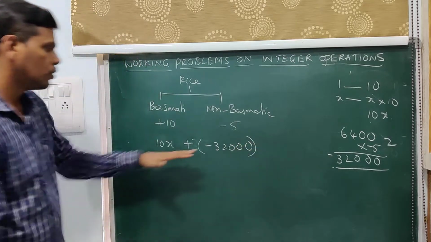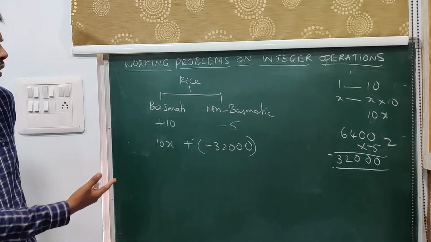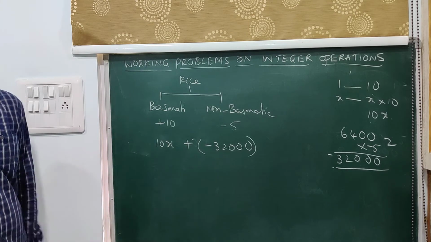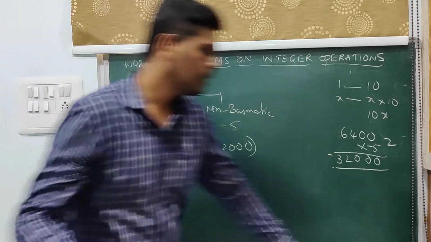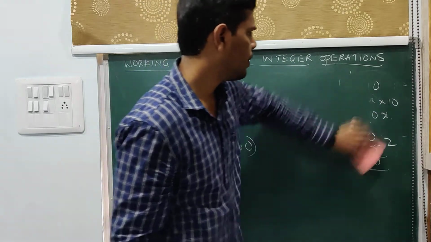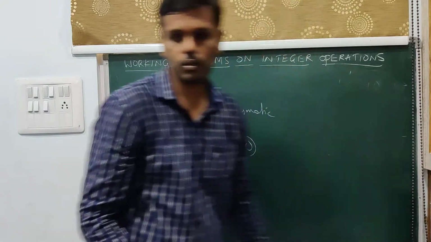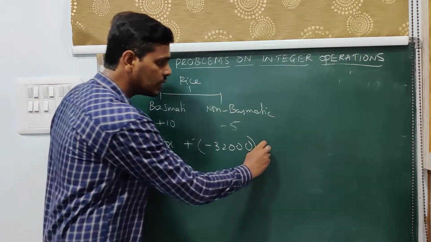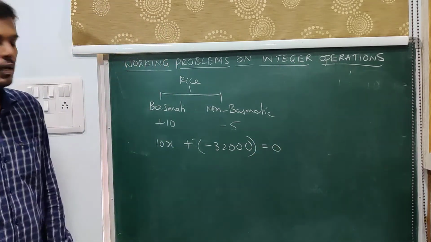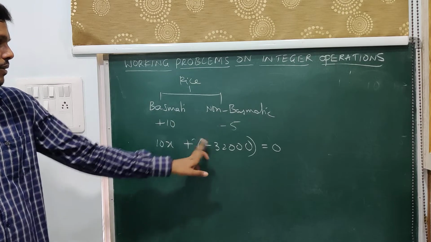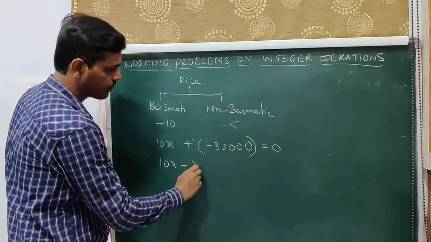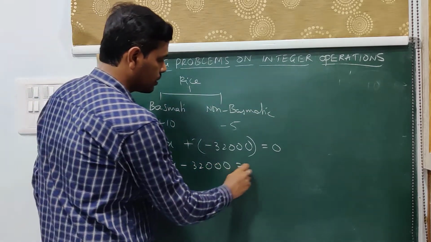Now this is the total amount which he gets on the whole transaction. But it was mentioned that he got neither profit nor loss. That is, he doesn't have a positive value, he doesn't have a negative value. So the number which is neither positive nor negative is 0, which means that this entire value is 0. So now multiply this: 10X plus into minus is minus 32,000 is equal to 0.